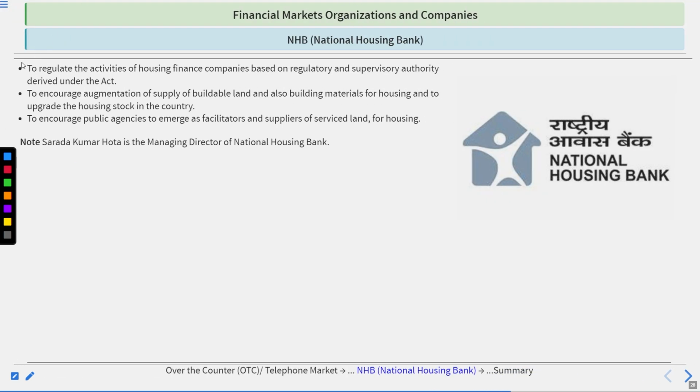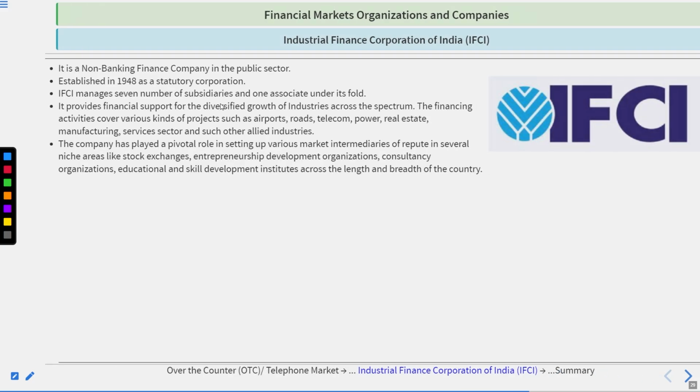Now, it is to regulate the activities of the housing finance companies based on the regulatory and supervisory authority derived under the Act, encourage the augmentation of supply of buildable land and also building materials for housing and to upgrade the housing stock in the country, to encourage the public agencies to emerge as facilitators and suppliers of serviced land for housing.